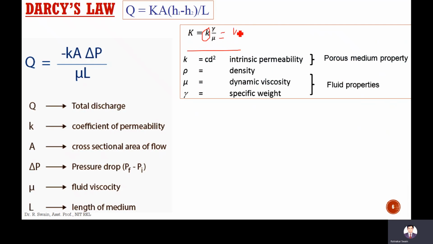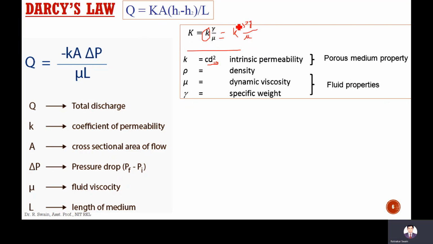So small k is the intrinsic permeability, which is C D10 squared. Usually C d squared, or you can write C D10 squared according to Hazen's empirical formula. D10 means the size corresponding to 10% finer. This K is equal to small k into rho g divided by mu.